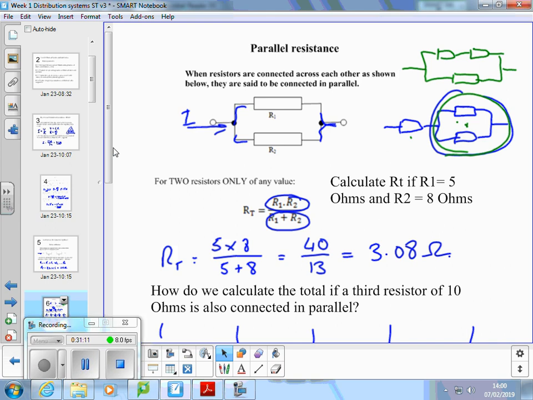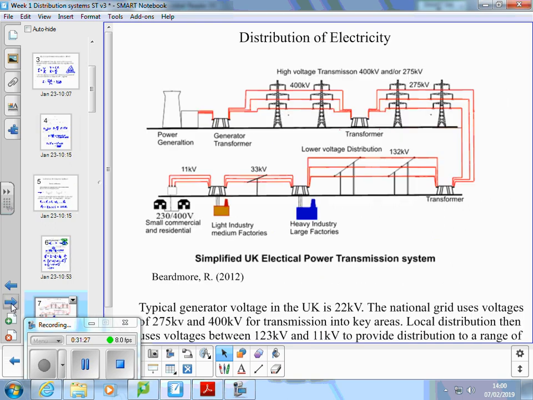Alright? So you're all happy with those basic calculations? Ohm's law, three different formulas for power, and the methods for calculating series and parallel equivalents. Yeah? Right, what I'm going to go on to now is distribution of electricity.